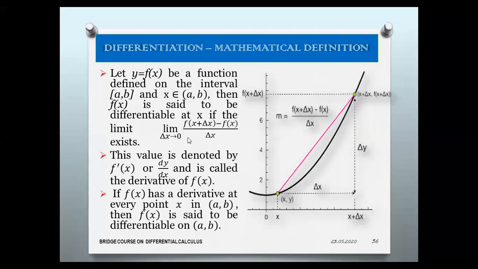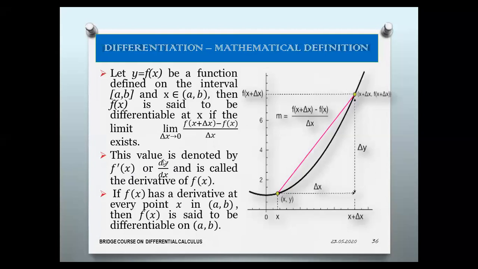So there are these conditions that will lead you to whether that function is differentiable at that particular point alone. This value is denoted by f dash of x. There are notations, f dash of x or dy by dx. All these we are denoting just for our convenience. Every time you cannot write dy by dx, it will be a mess in your paper. That is why mathematicians always find some simple notation. So f dash of x is introduced, and it is called the derivative of f of x.